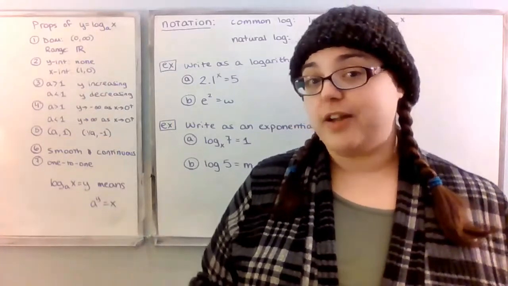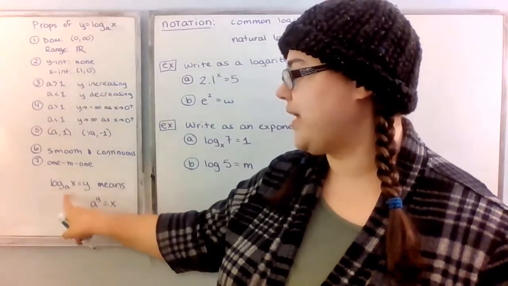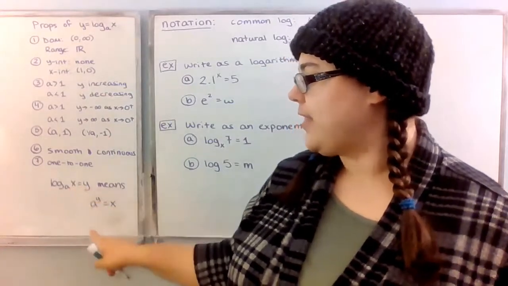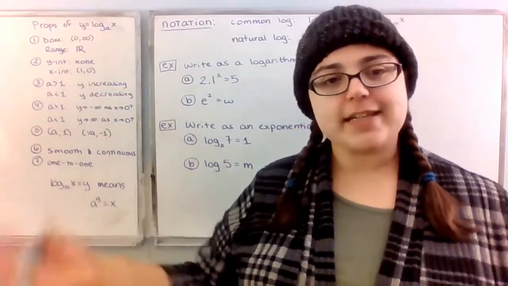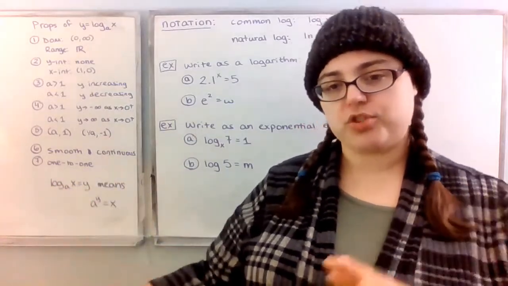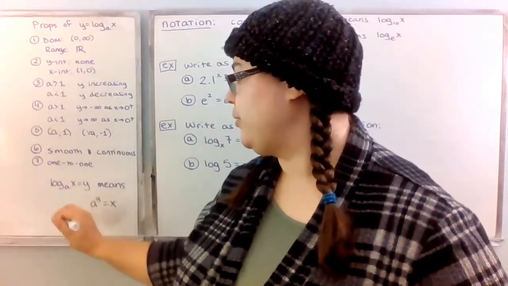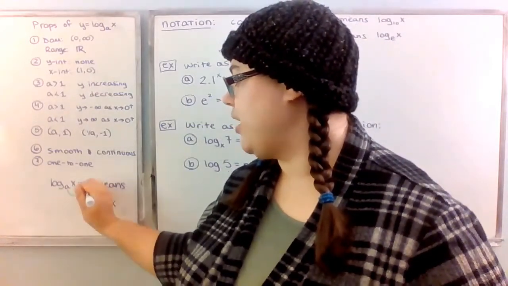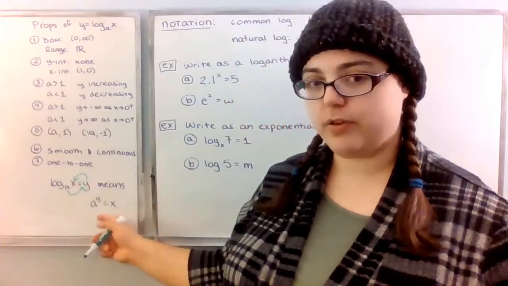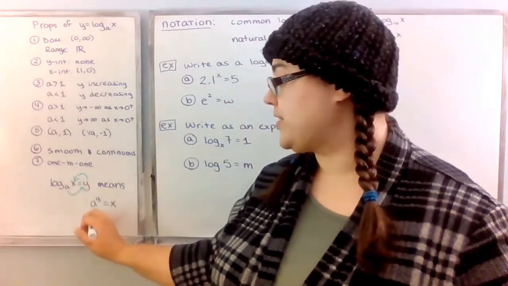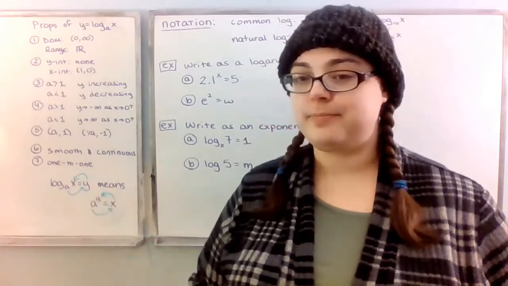Now we also defined what a logarithm was. So remember, if you have log base a of x equals y, that means a to the y equals x. And there's this sort of cyclic motion to changing from one form into the other. So for example, here we would have a to the y equals x. That's how we change into exponential form. Or log base a of x equals y.